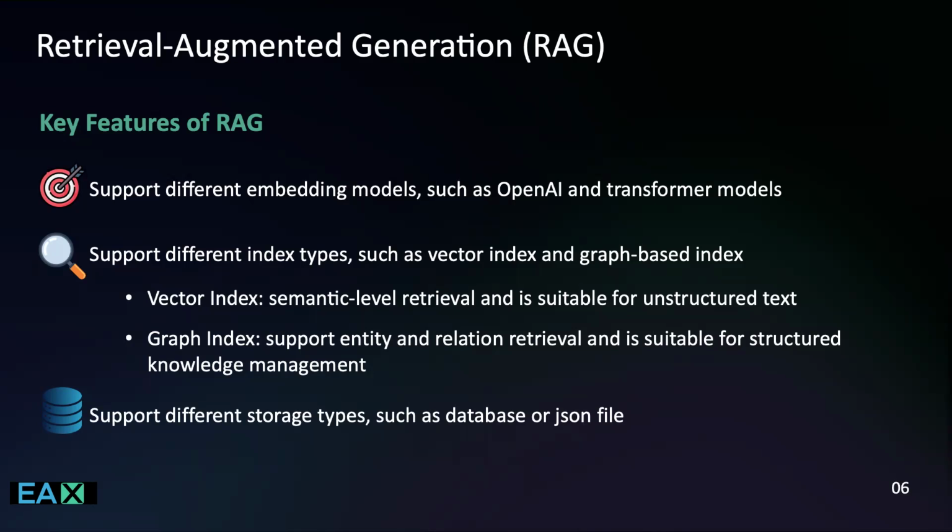So basically, for the graph index, we will extract some knowledge graphs from the provided documents. For example, extracting the entities and also the relations between these entities and storing them in the database. And during the retrieval, we will directly retrieve from this graph data and then return a set of entities and relations that are relevant to the query. In addition to the above two features, we also support different storage types such as database or JSON file.